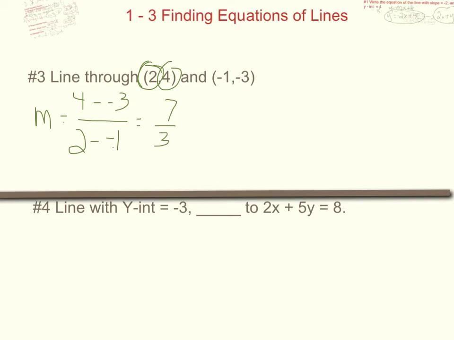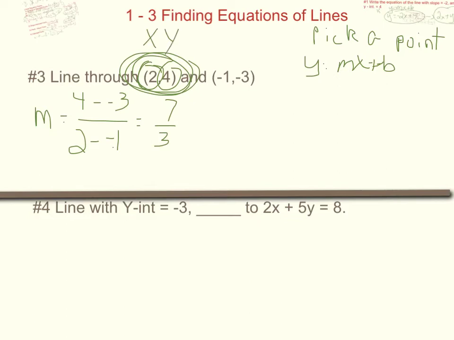Now, you don't know the y-intercept, so what you do is you pick a point, either one of the points. Okay, I'm going to make that little note up there. Pick a point and plug it into slope-intercept form, y equals mx plus b. We know what m is, we're just trying to figure out what b is. Okay, let's pick the point 2, 4. So here's your x and here's your y. Fill in y, that's 4. M we just found to be 7/3, and x is 2.